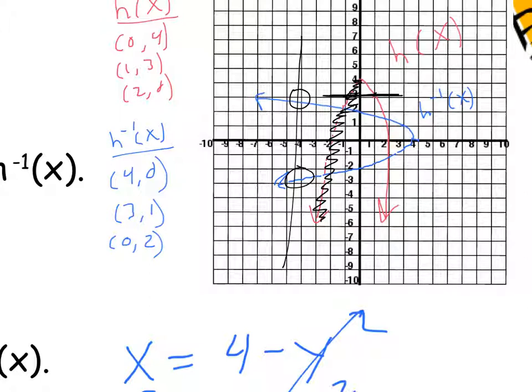Okay? Because if I do that, then h is going to pass the horizontal line test, because I could draw a horizontal line at any point in time, and it will touch the graph of h at only one point. With the inverse, this part won't show up, and then h inverse will pass the vertical line test and will be a function.